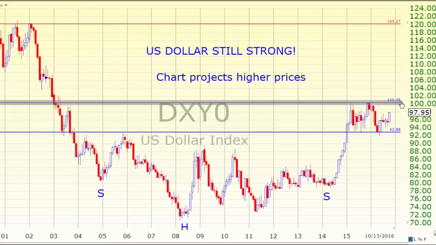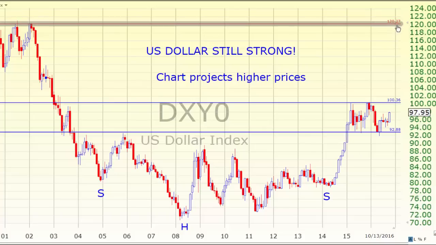The next resistance here is going to be just above the 100 area, which is the 2015 high. And if that is successfully penetrated, eventually, in several years, it will not be in a few weeks or a few months, we'll get back to 120, which would be an extraordinarily profitable move if you trade the Forex markets.